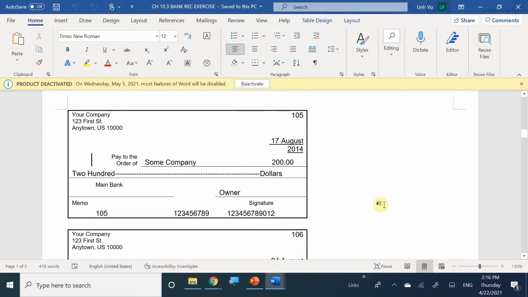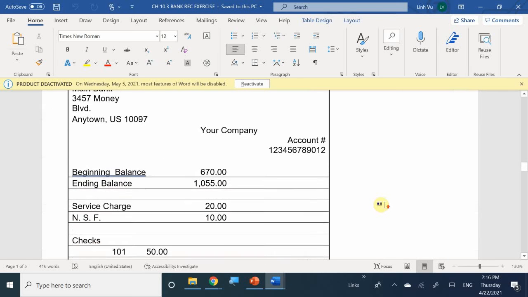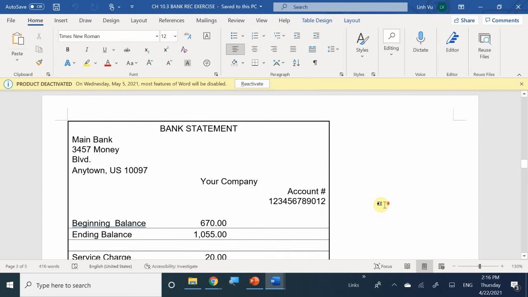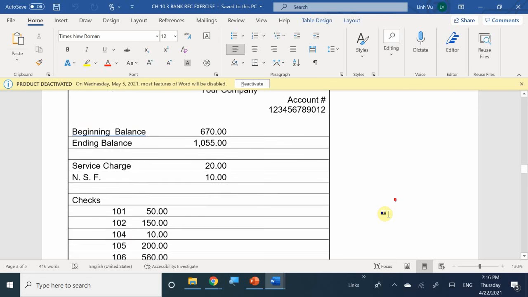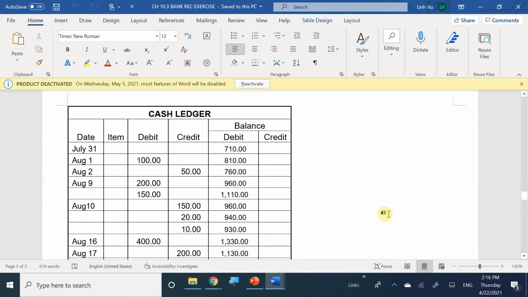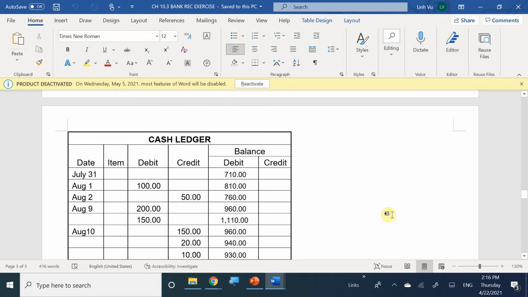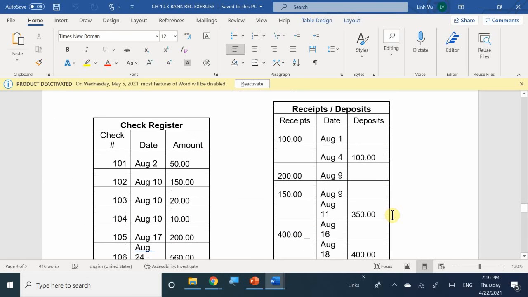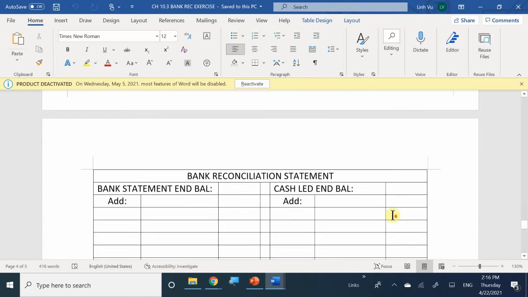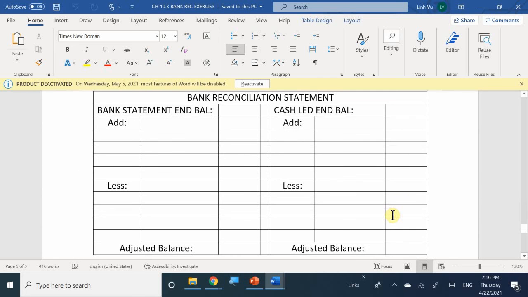So if you keep scrolling down, if you pass all those checks, you're going to see your bank statement, of course, a perfectly good-looking bank statement. Underneath that, you have your checking ledger or your cash ledger. I think I put checking. No, I did cash. And then underneath that, you have your check register, so a list of all the checks that you've written out. And you even have a list of all your deposit slips that you've deposited into your bank account.